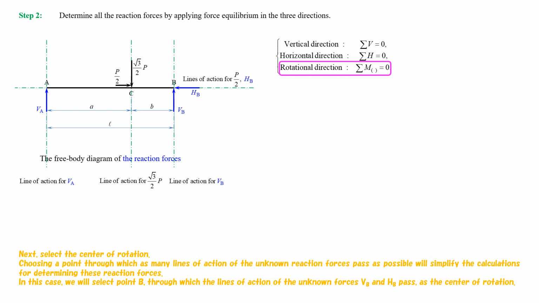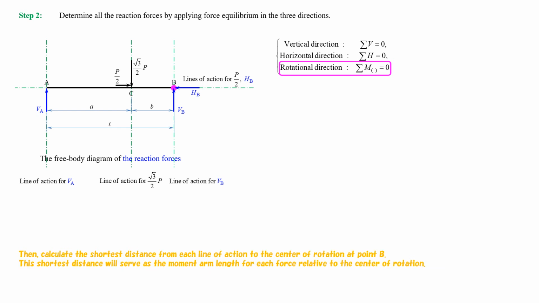Next, select the center of rotation. Choosing a point through which as many lines of action of the unknown reaction forces pass as possible will simplify the calculations for determining these reaction forces. In this case, we will select point B, through which the lines of action of the unknown forces VB and HB pass, as the center of rotation.